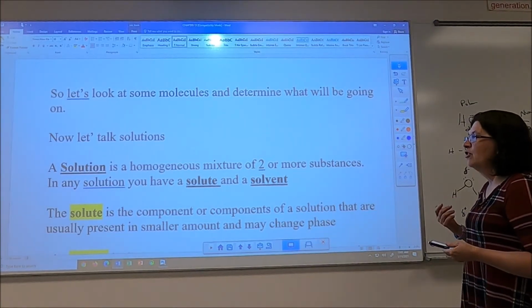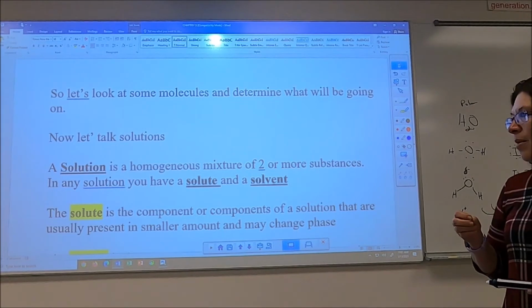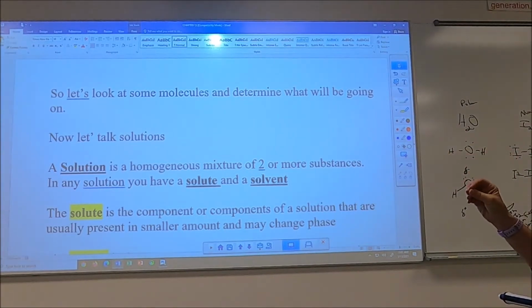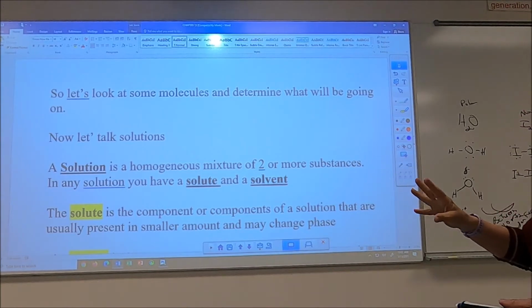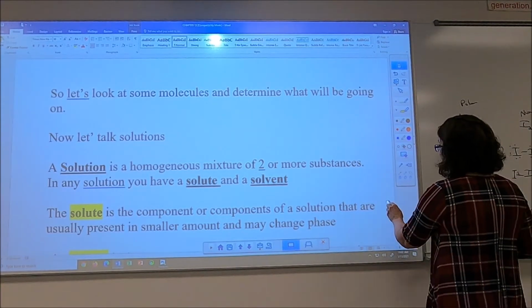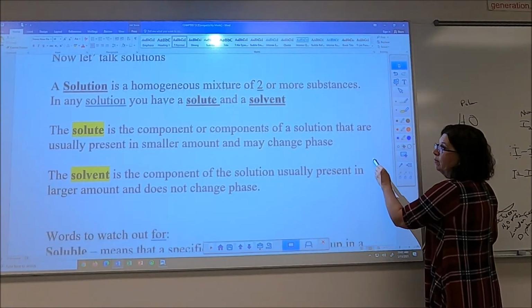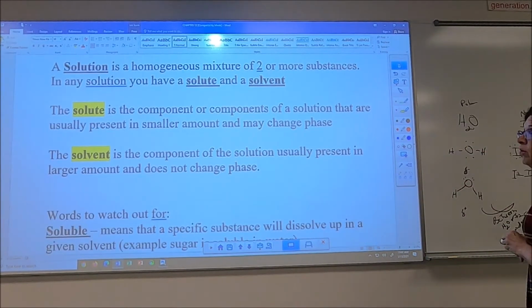Now, anytime we have a solution, we break the components up into solute and solvent. You're going to have one solvent, everything else in there is going to be a solute. The solute is the component or components of the solution that are usually present in smaller amount and may change phase. The solvent is the component of the solution usually present in larger amount and does not change phase.